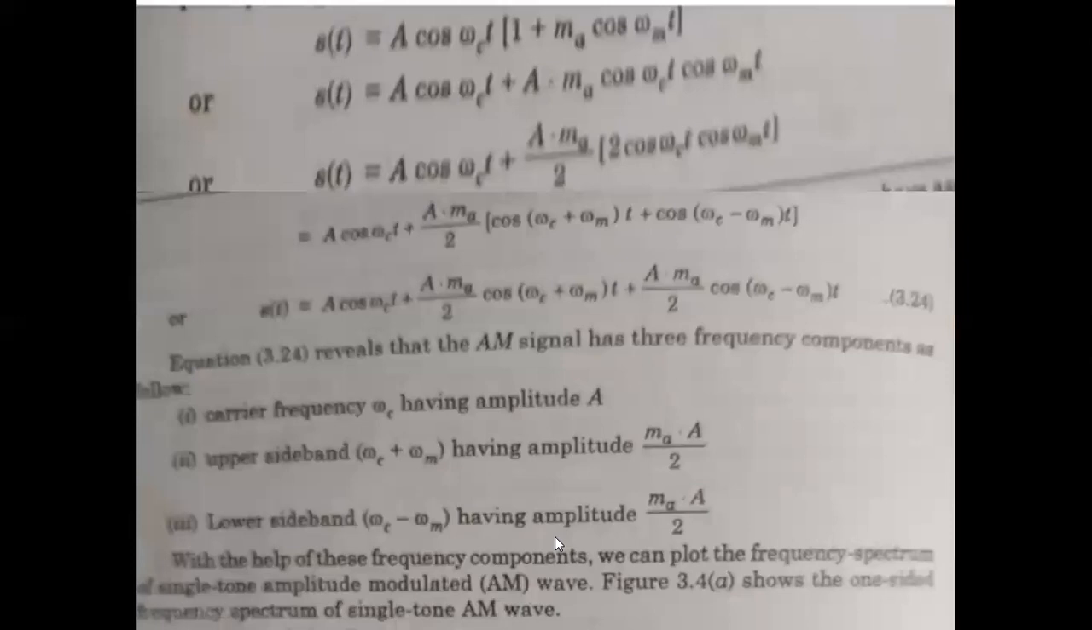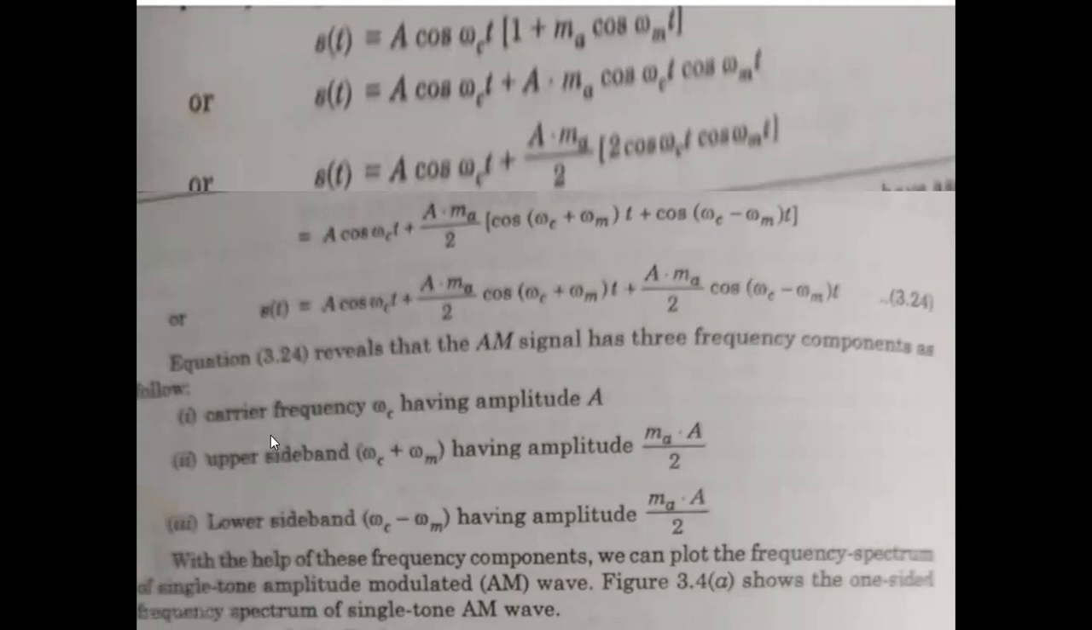Now, after simplification, we get three terms here: A cos omega c of t, plus m into A by 2 cos omega c plus omega m of t, plus m into A by 2 cos omega c minus omega m of t. These are the three terms in this equation. This equation is known as the single tone signal equation.